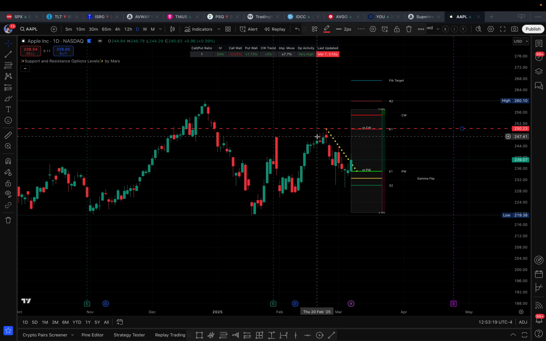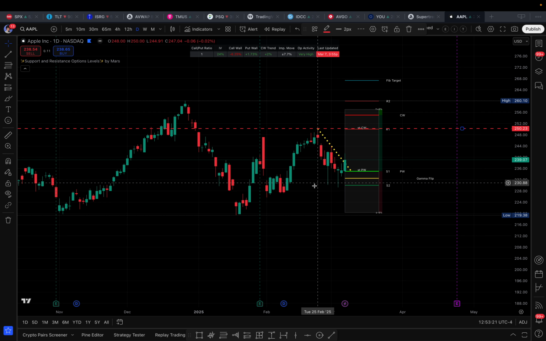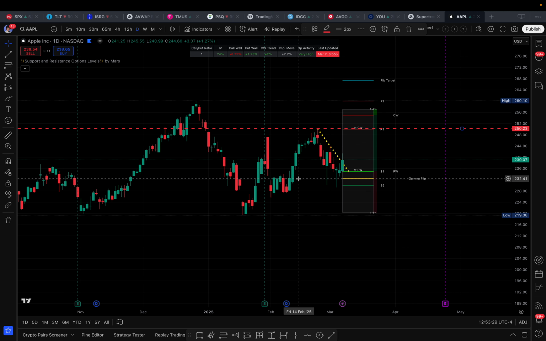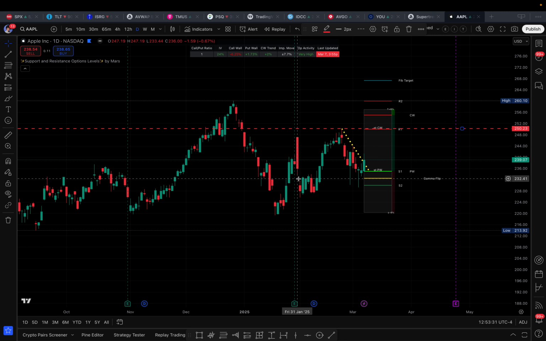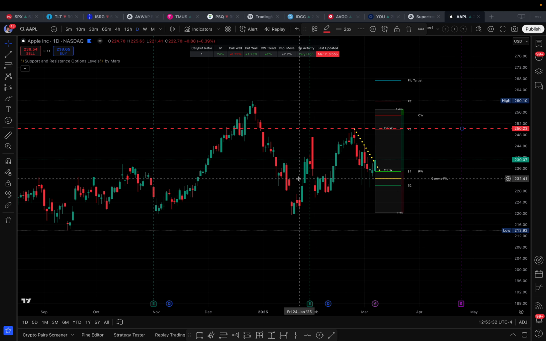So Apple is not looking bad in terms of options positioning. Why investors are putting money there as opposed to Nvidia, which is growing earnings a lot faster than Apple, it beats me, but it is what it is. That's what the chart is telling us.